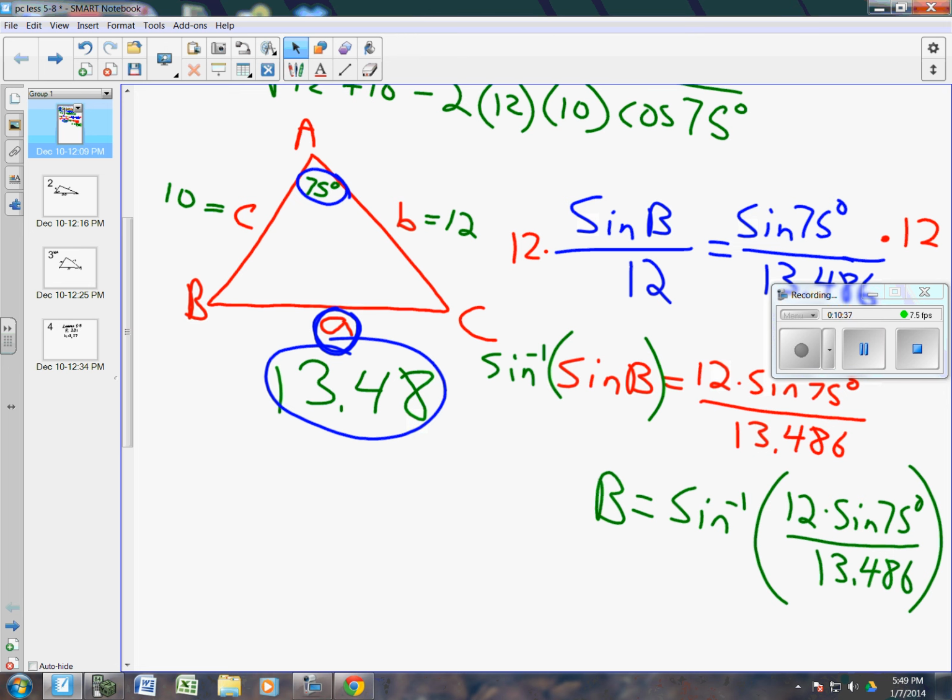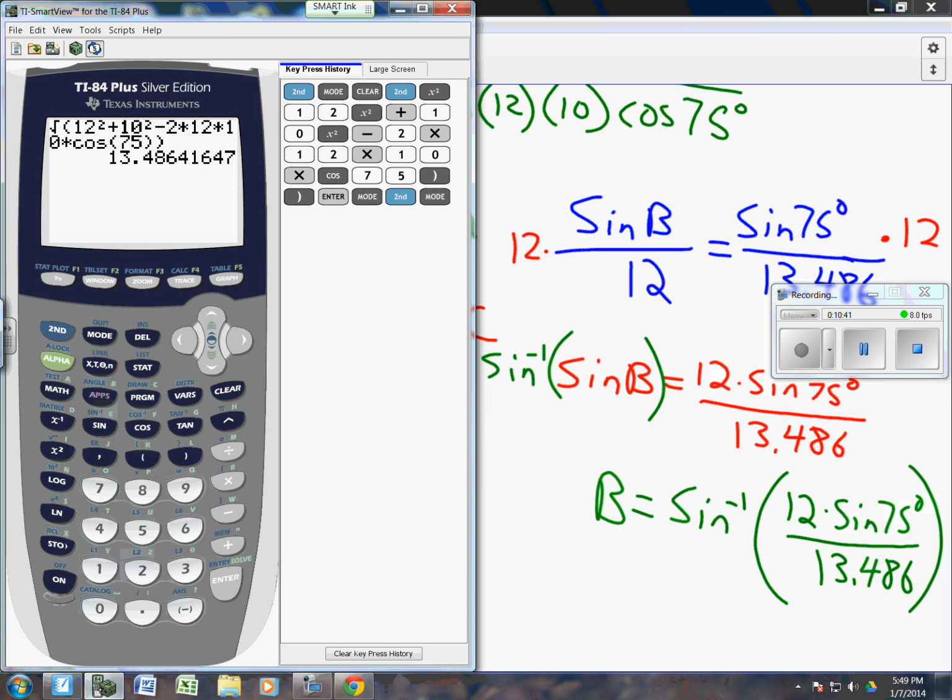So I have to put that into my calculator now, and I'm going to leave it up over there. So I have sine inverse, so second sine gives me the sine inverse of 12 times the sine of 75 degrees. If I put the end in parentheses for that, divided by 13.486.